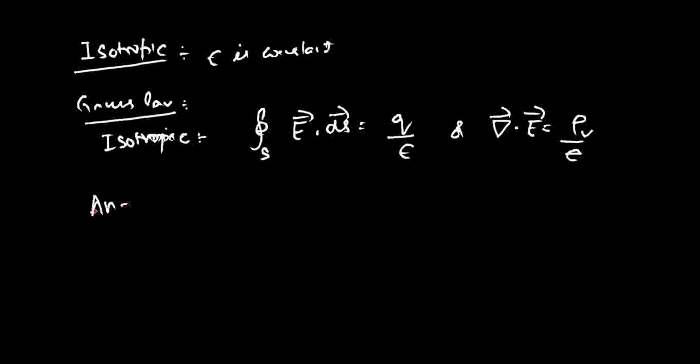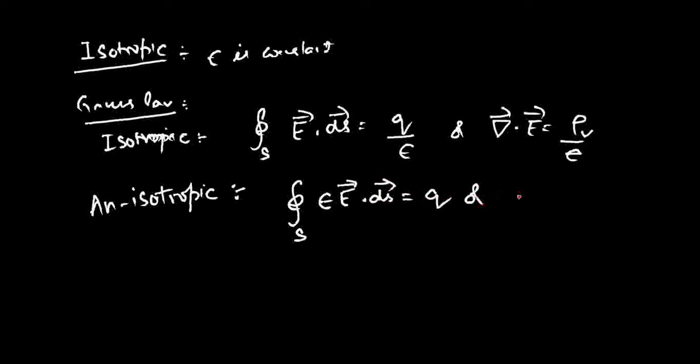For an anisotropic medium or anisotropic material, just write D is equal to epsilon E. Surface integral epsilon E dot dS is equal to Q, or del dot epsilon E is equal to rho v. That's all. Do not play with epsilon, because for anisotropic material epsilon is not constant. Important 2-mark question, frequently asked in IES and other PSU exams.